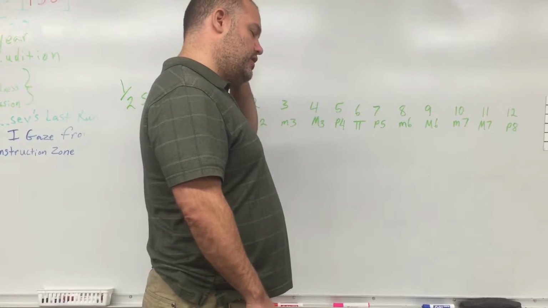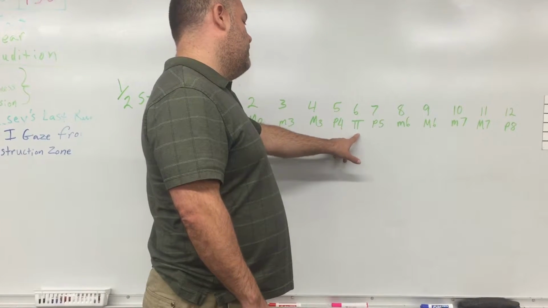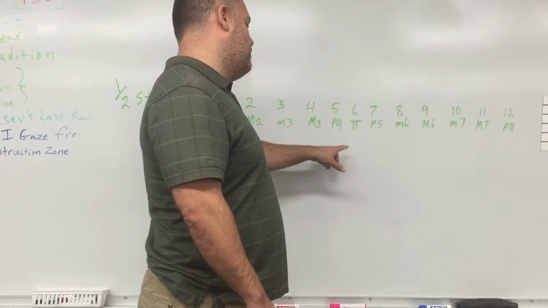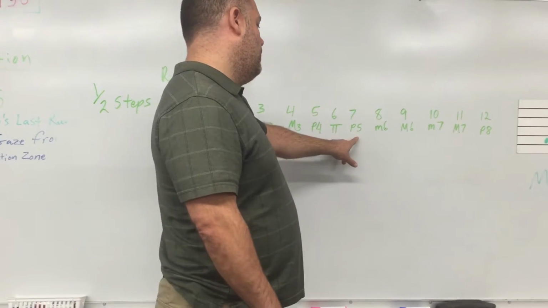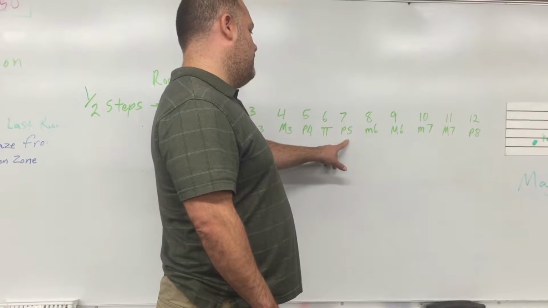Now this is where you said you were confused. Tritone is between perfect 4th and perfect 5th. It's at 6 half steps. Perfect 5th is 7 half steps.